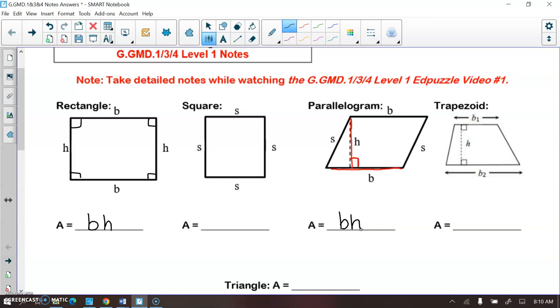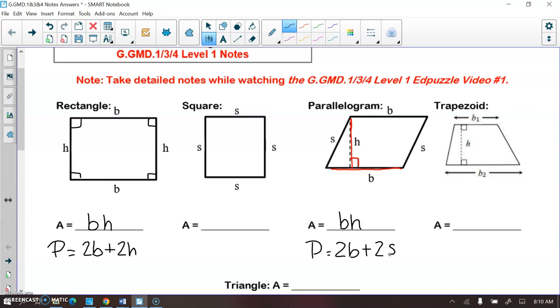However, for a rectangle, let's also talk about perimeter. Perimeter is when we add all four sides together. So the perimeter would be 2 times b plus 2 times h. And for a parallelogram, same thing. The perimeter, we add 4 sides together. So the perimeter would be 2 times b plus 2 times s. So the height would not be involved in the perimeter formula for a parallelogram.